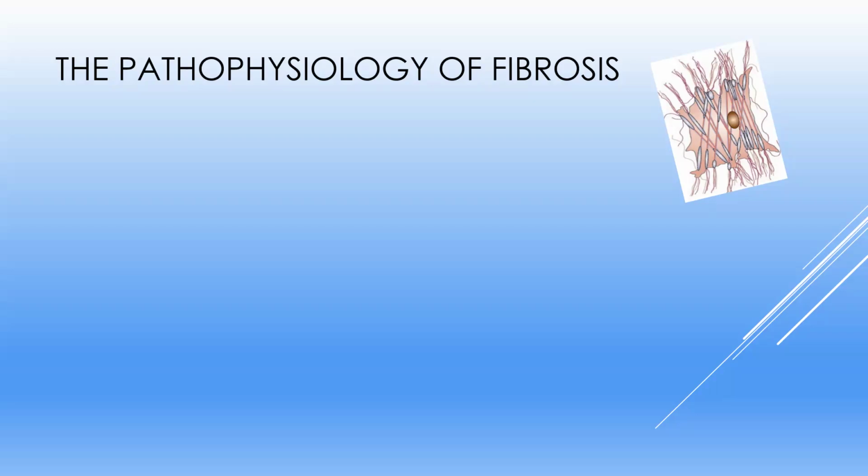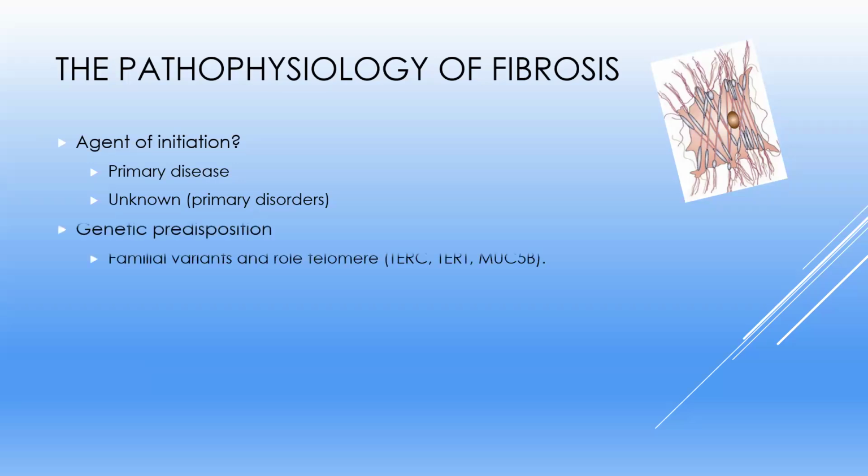That's just a very dysregulated myofibroblast. It always starts with an agent of initiation, whether it's a primary disease or an unknown, that's the initial agent of damage and initiation of this inflammatory or fibrotic response. Then there's a genetic predisposition, the important role of the telomere, which we'll get to a bit later, and there's familial variants with the 2 big genes being the TERC and TERT gene, and these provide a susceptibility to developing this dysregulated response.